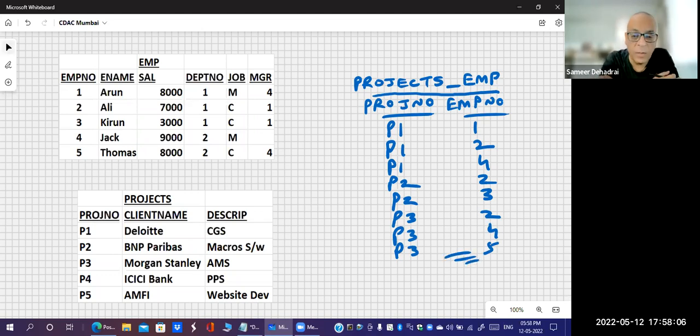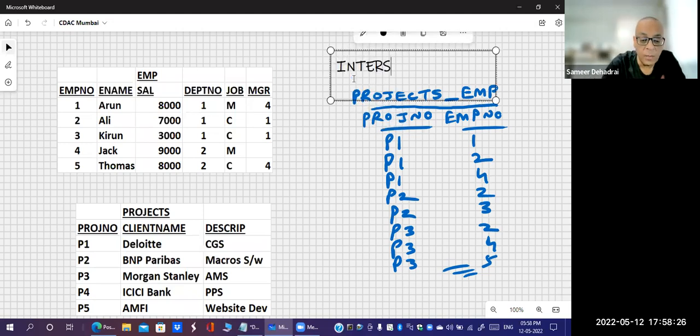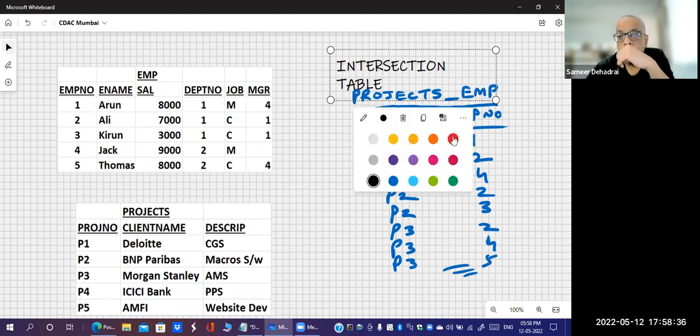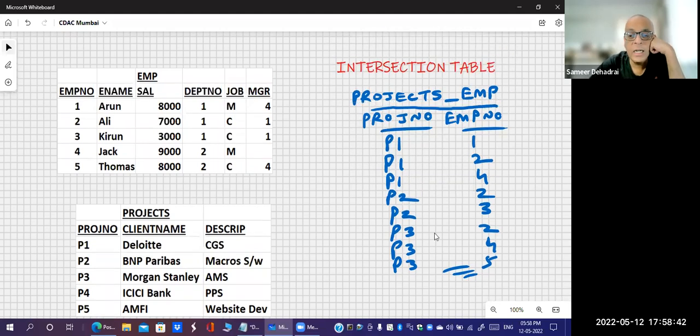With the help of this table, I can find out which employee works on which project. Agreed? So this third table is required. This new table that I've created is known as an intersection table. Please note down this term. It's all based on set theory. So this intersection table is required for many to many.